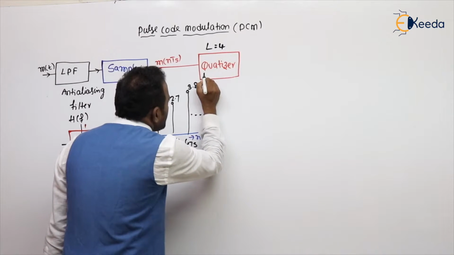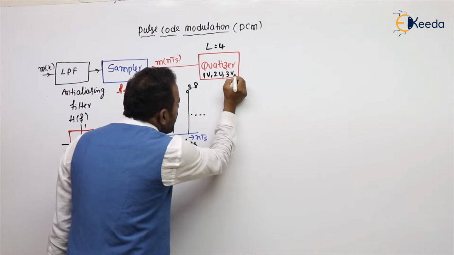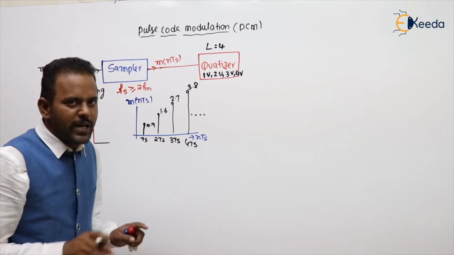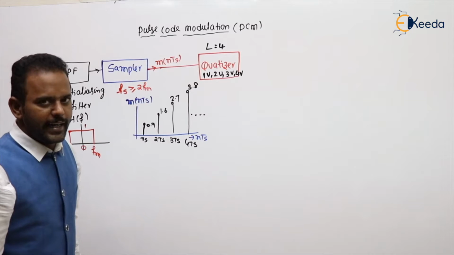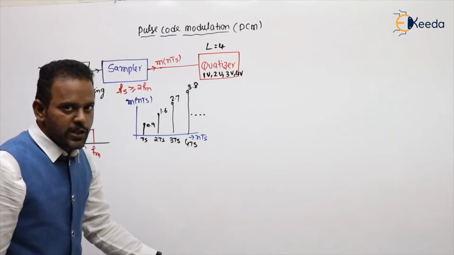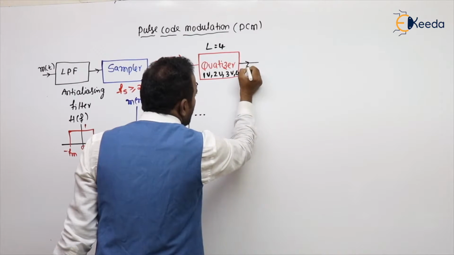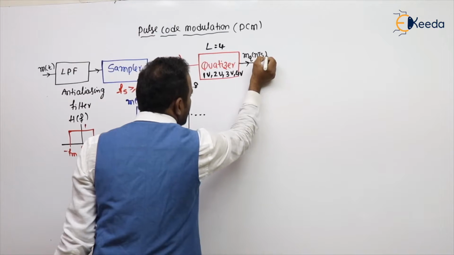So, those 4 quantization levels are, for example, 1 volt, 2 volt, 3 volt, 4 volt. How to set those we'll discuss, wait. But here, for example, I taken. What is the quantization process? We'll see, wait. So, let's take the output of the quantizer is, students, some MQ of NTS.